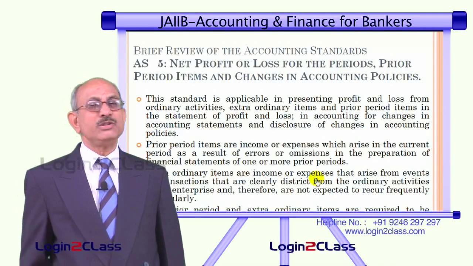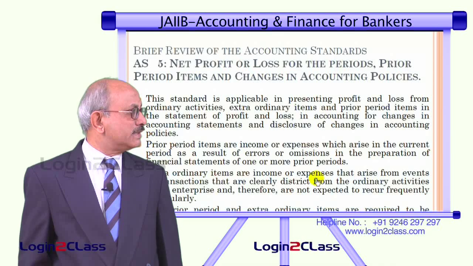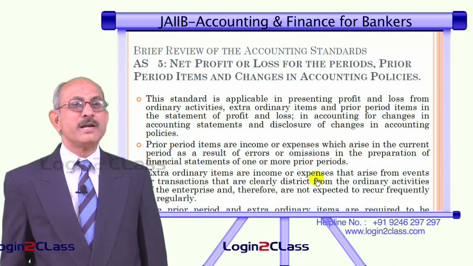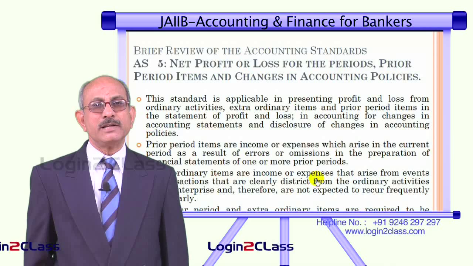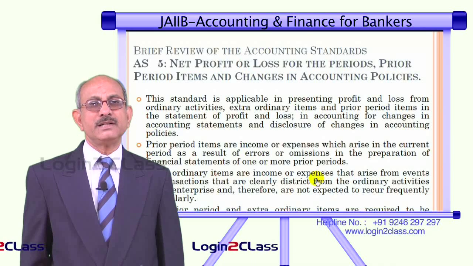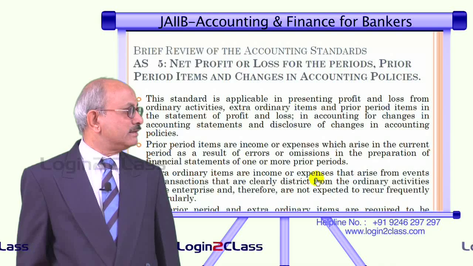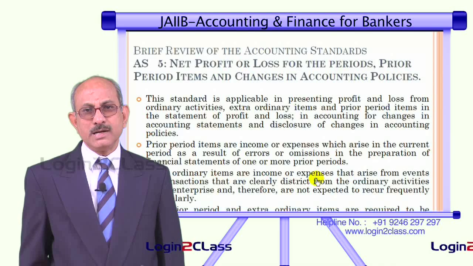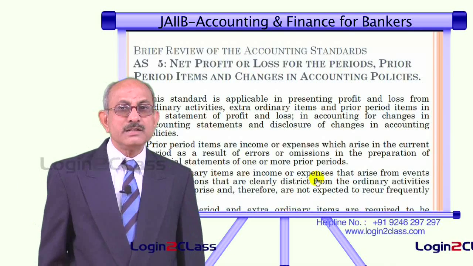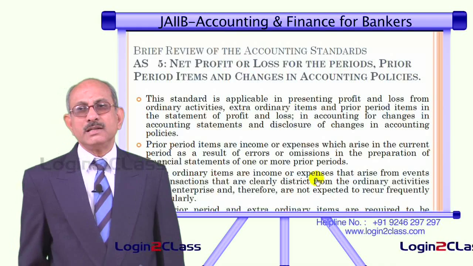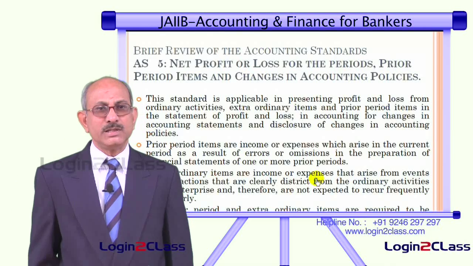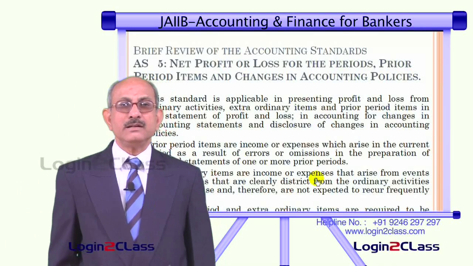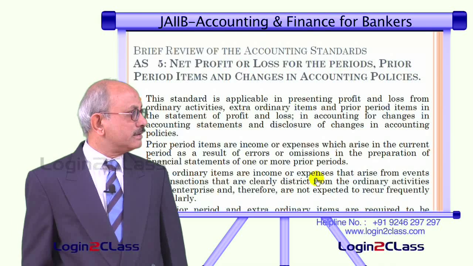Prior period items, as we know, are income or expenses which arise in the current period as a result of errors and omissions in the preparation of the financial statements of one or more prior periods. That means basically they refer to prior periods, but they are being reflected in the financial statements of the current year. Why do they need to be disclosed separately? Because they do not relate to this period, and the objective of the financial statements is to give an idea of the performance of the entity during that accounting period and its financial position as at the end of that particular accounting period.